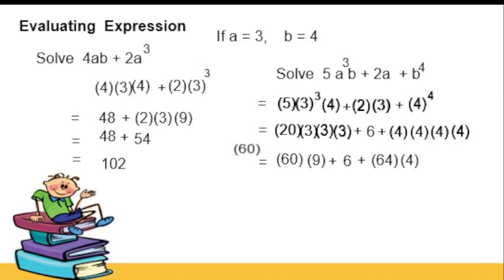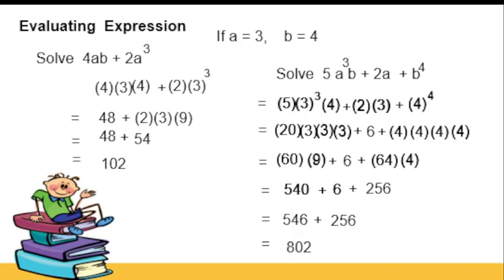So that will become 60 times 9 is equals to 540, plus 6, plus the product of 64 and 4 is equals to 256, and then add the 540 plus 6 is equals to 546, plus 256 is equals to 802.